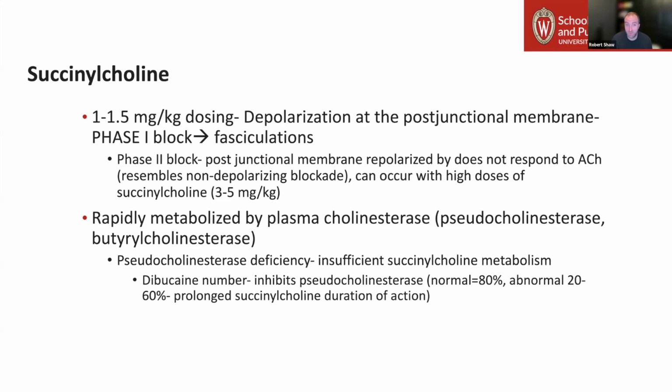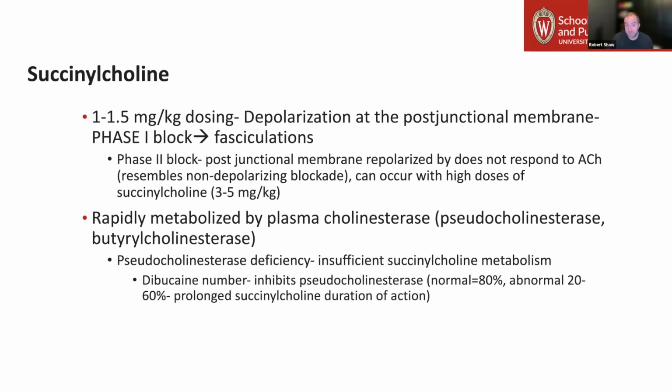Depending on the dose that we give, we can also have a phase 2 block. The phase 1 block is the initial fasciculation phase, and then we have more of a flaccid paralysis after. If we gave a very high dose of succinylcholine, so let's say we gave 5 milligrams per kilogram, we create what's called a phase 2 block. The receptors are repolarized, but they don't respond as normally to acetylcholine. So it's actually mimicking what we see when we give a non-depolarizer.